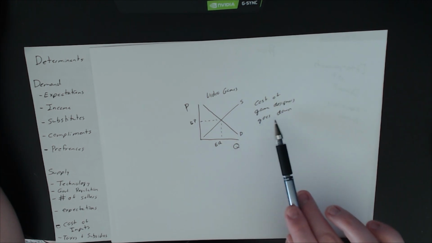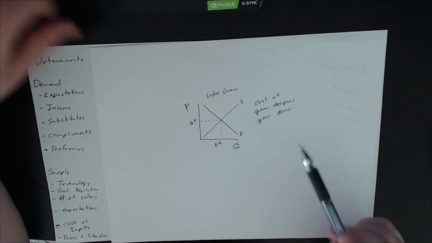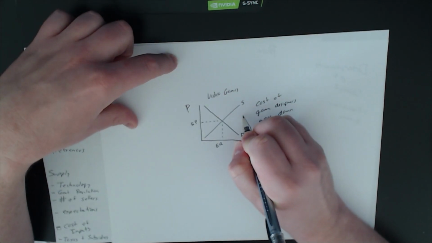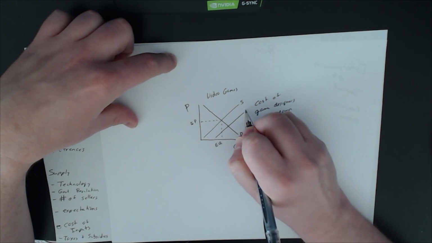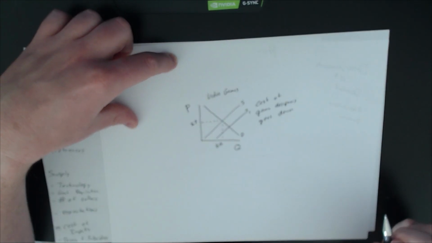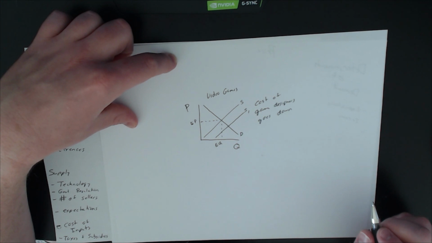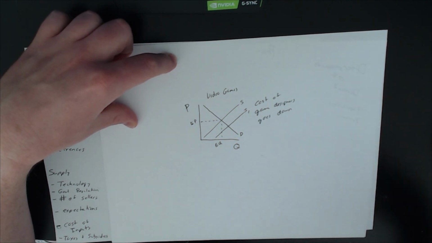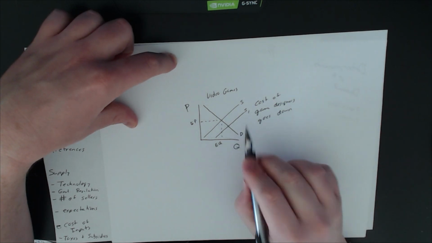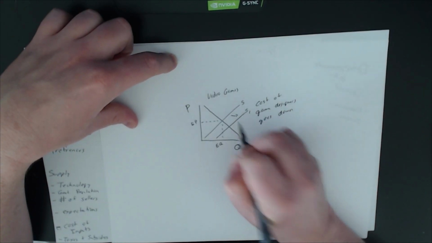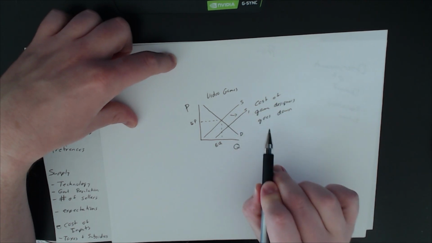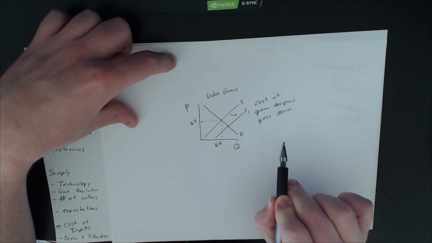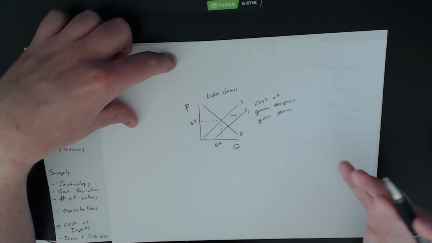Now that my game designers are cheaper, that means that my game companies, the people who make the games, can actually make more with less work. They can make more with cheaper workers. They can hire more workers because now their workers are cheaper. So now what you're going to see is a shift of the supply line. Now the supply line is going to shift to the right, increasing the supply of video games. Because I can hire more workers, make more video games.